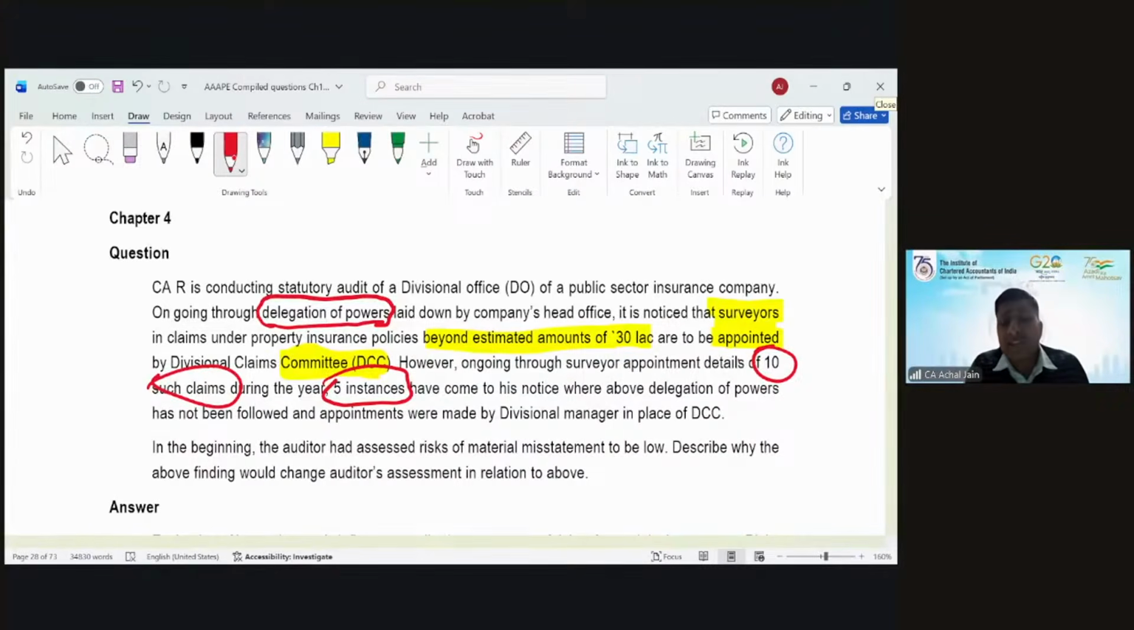In the beginning, the auditor had assessed risk of material misstatement to be low. So when the audit was planned, risk of material misstatement was kept at a lower level, on the basis of the initial thoughts. Describe why the above finding would change the assessment of the auditor. In fact, I have a couple of questions here. Number one, whether this above finding, wherein you find the company is not really following the authority matrix, should lead to a change in the auditor's assessment? If yes, why? That's how I think we can put it.